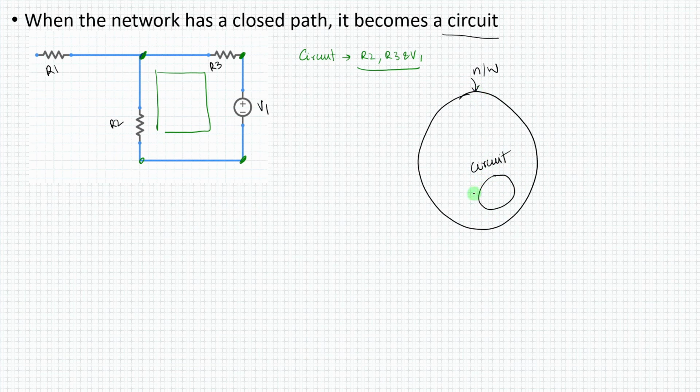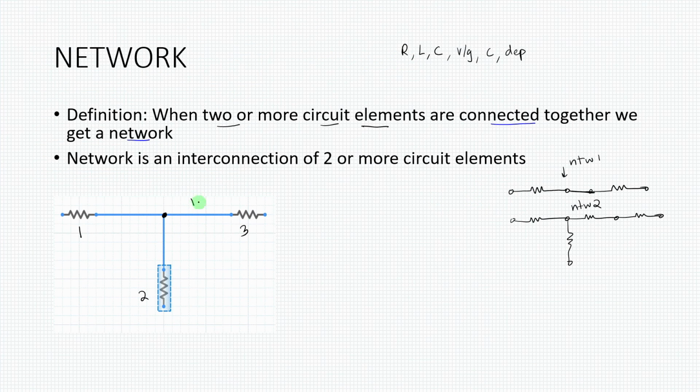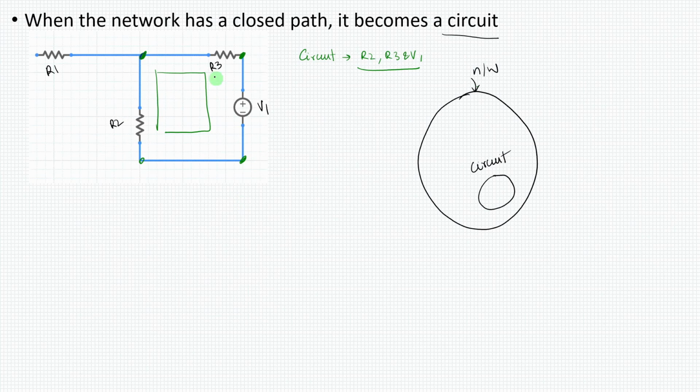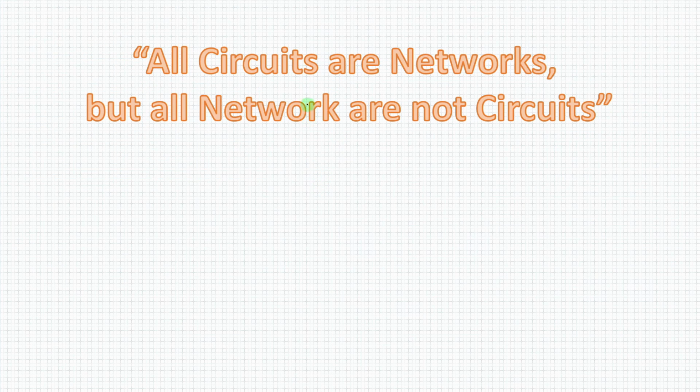For example, if you see the previous slide here, this is a network. It does not have a closed path. But if you see this particular path here, R2, R3 and V1, it has a closed path. Therefore, it becomes a circuit. So all circuits are networks, but all networks are not circuits. That is a very important point, so I am putting that here. I hope you understood the point we discussed today. In the next video, we will see the definition of nodes, paths, loops, and branches.